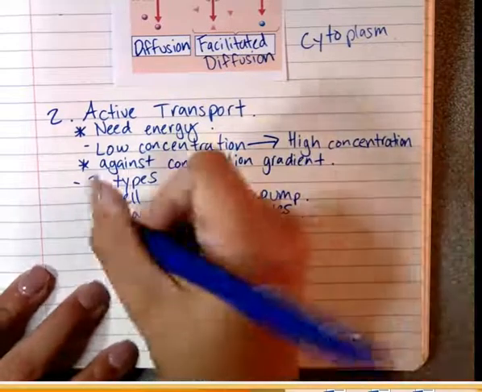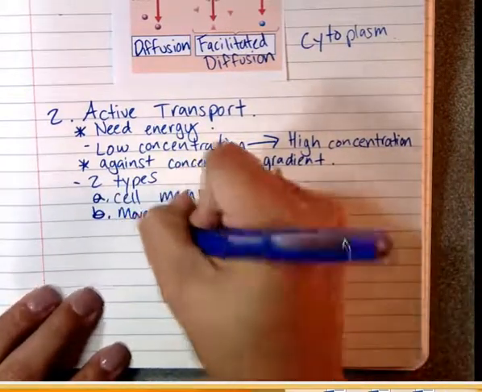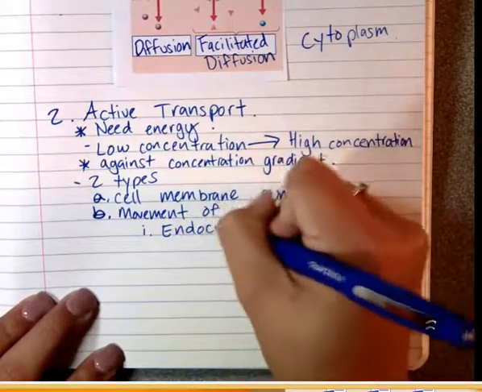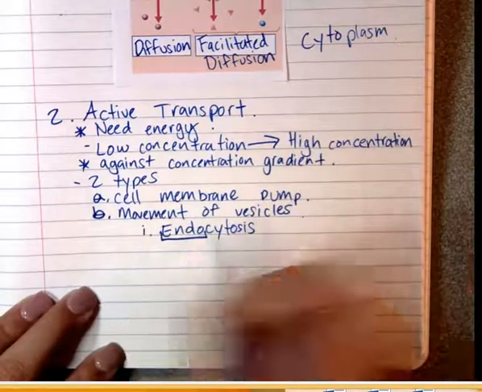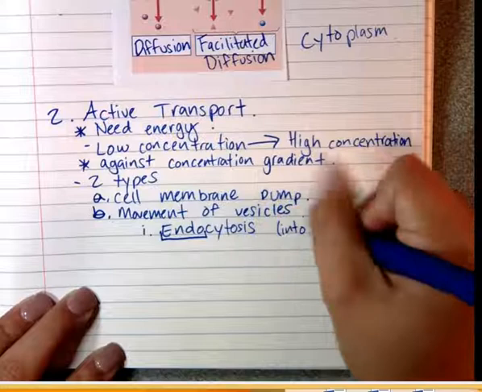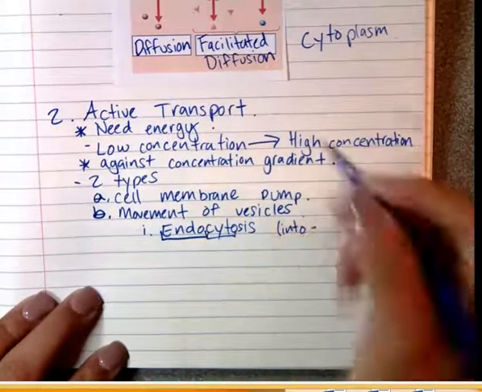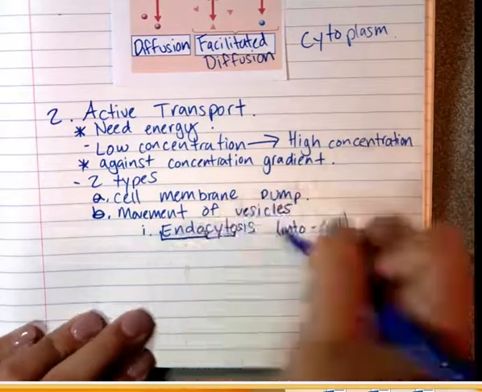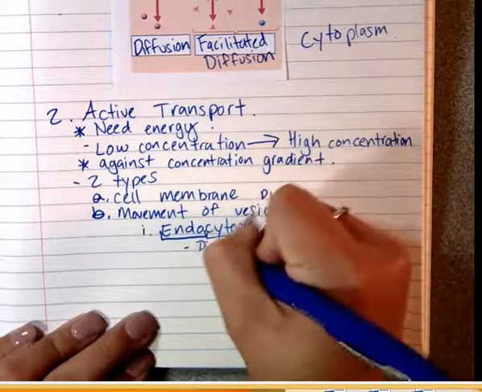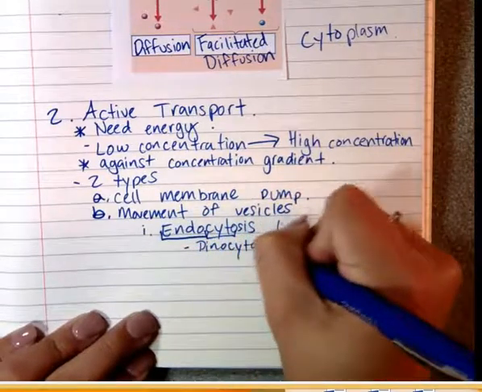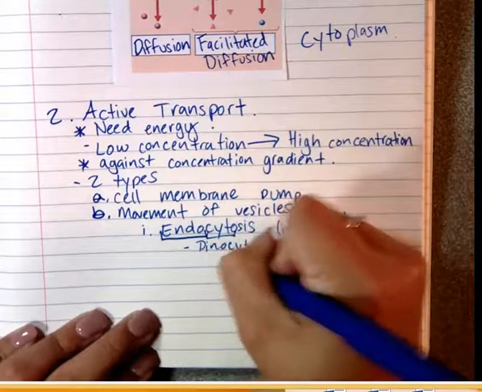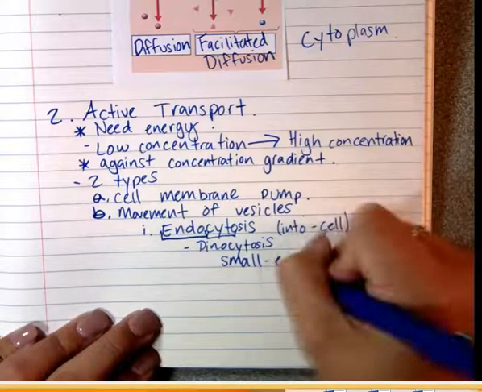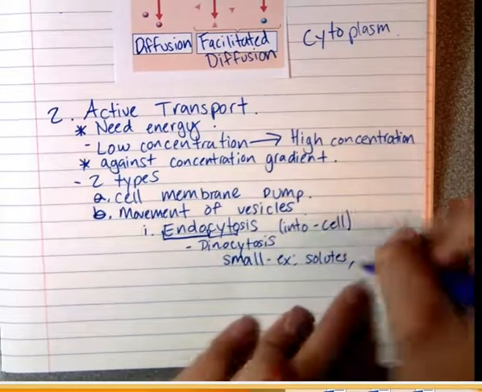And so you have a subtype. You have things that fall under endocytosis. If you look at this word, endo means in, so it's going to go into, cyto is cell, so into the cell. And the two are going to be pinocytosis. This is going to be for small things, for example, solutes or small nutrients.